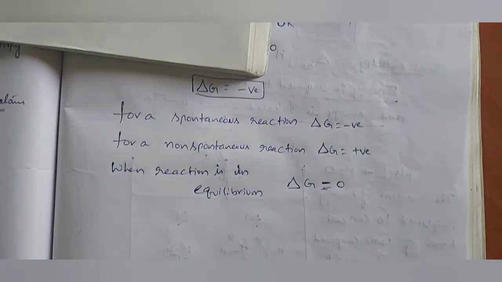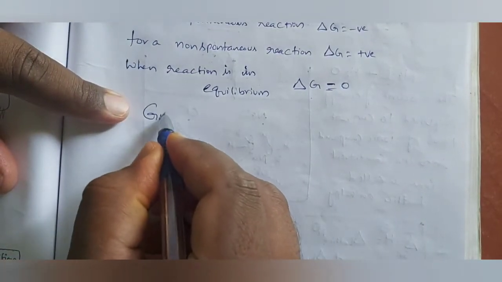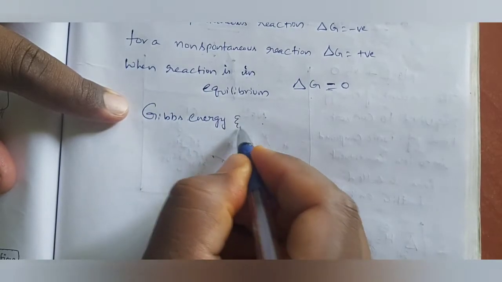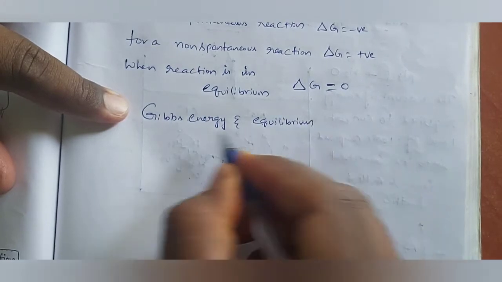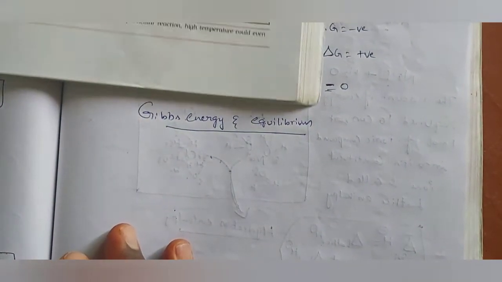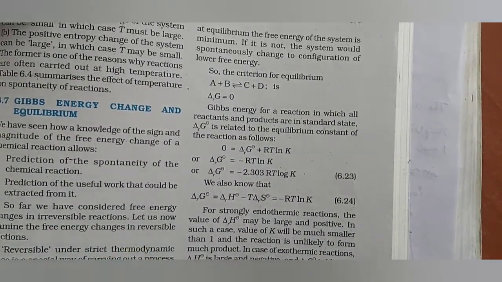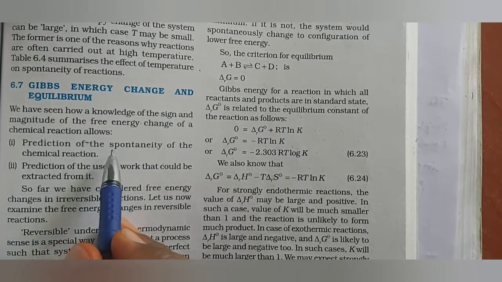Our next topic is Gibbs energy change and equilibrium. For an equilibrium reaction, the Gibbs energy change is 0. Prediction of the spontaneity of the chemical reaction.